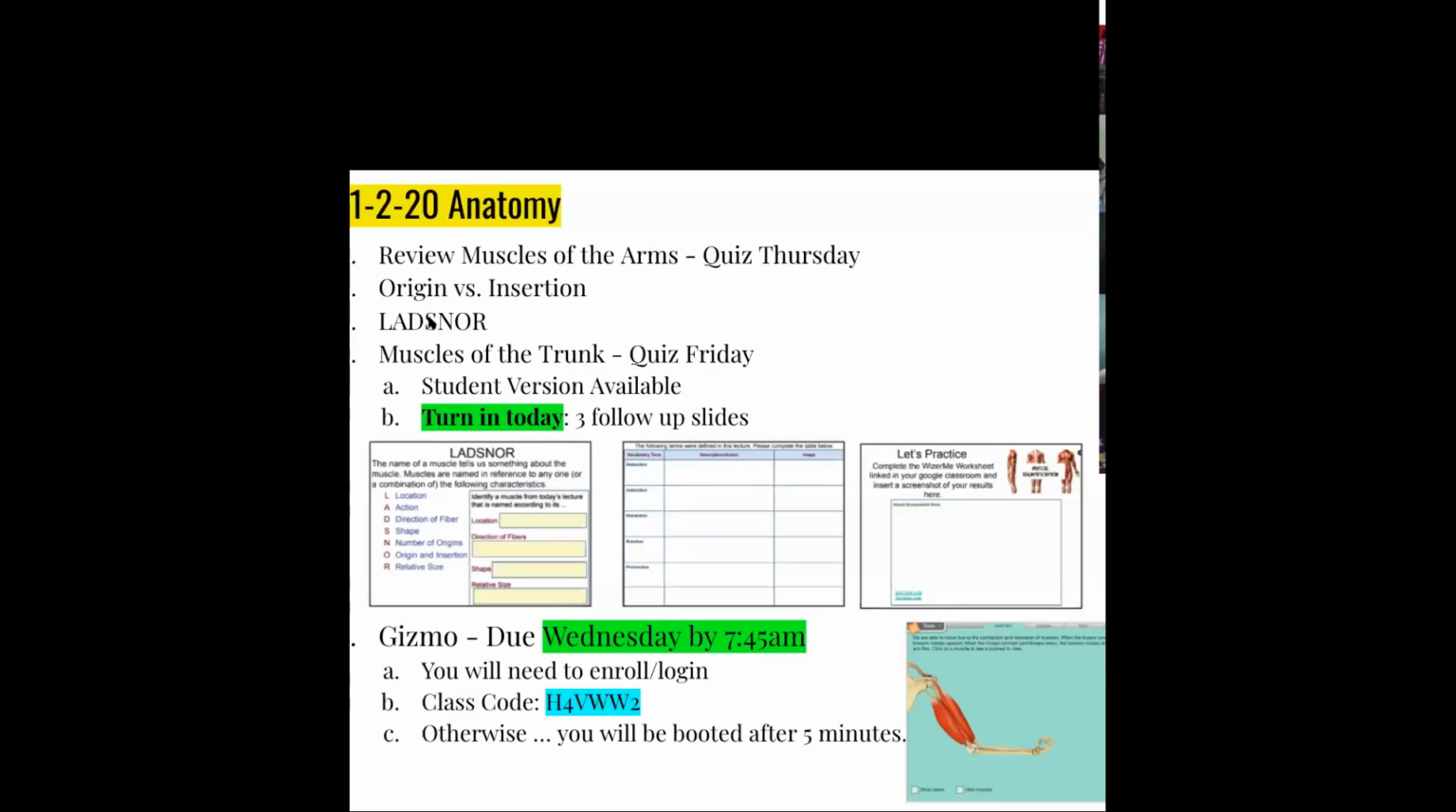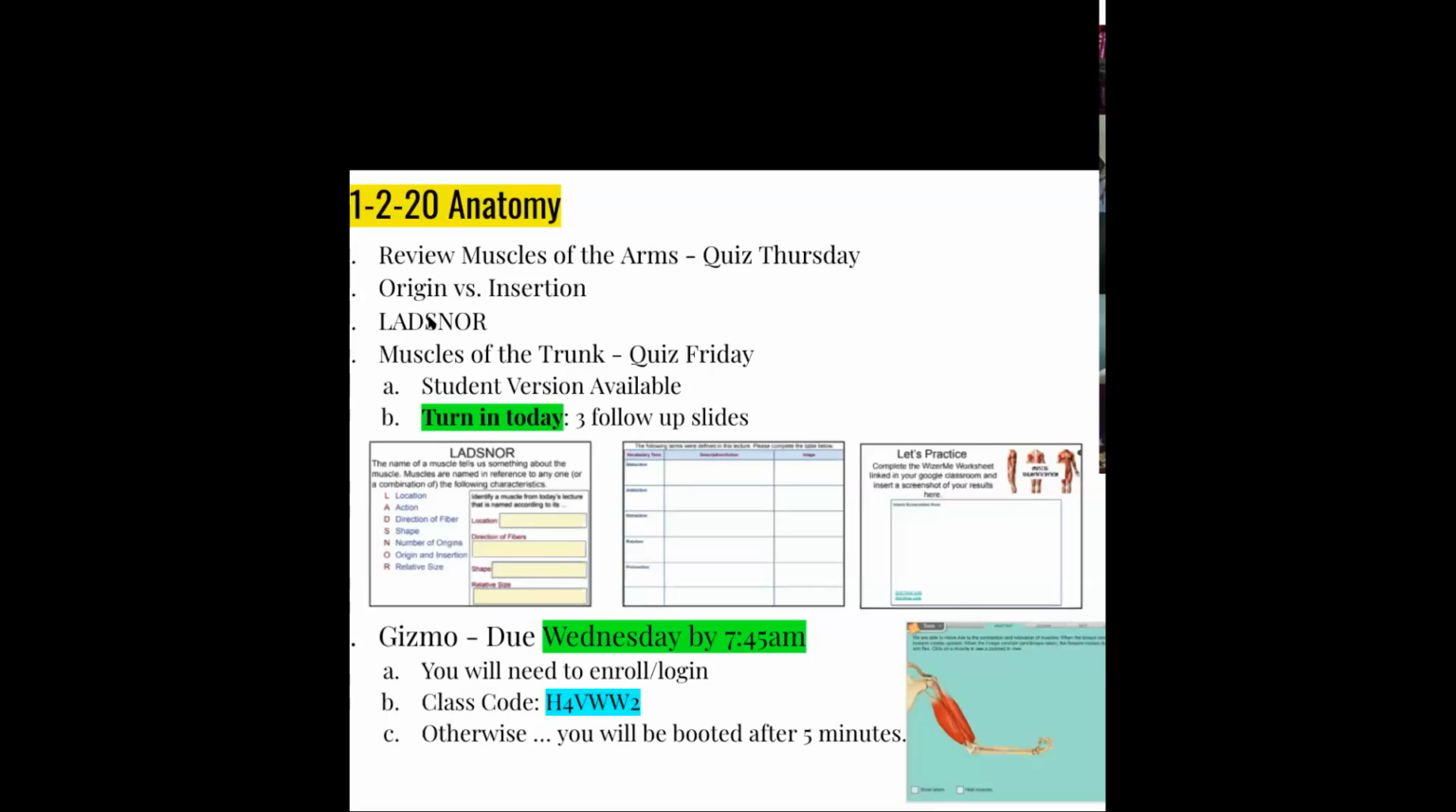R is relative size. So when you have a group of muscles that you're comparing that are in the same area, like you have a pectoralis major and minor. The major is bigger than the minor. Gluteus maximus and minimus. Maximus is bigger than the minimus. You have longus and brevis muscles in your arms and legs. The longus is the longer of the two in the group. The brevis is the shorter. So you should be able to decipher something about the muscle just based on its name, okay?